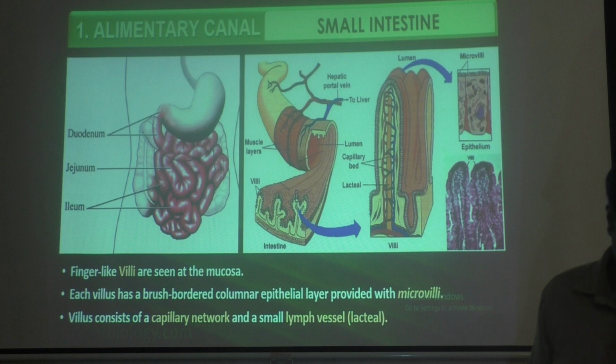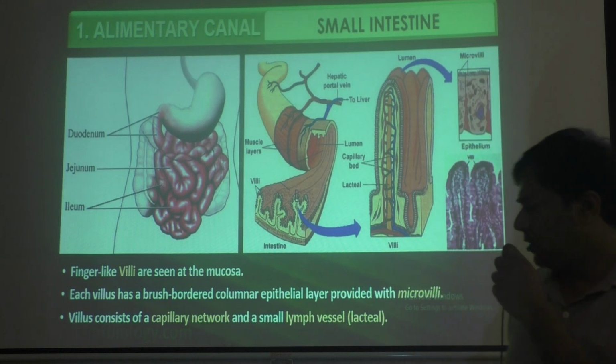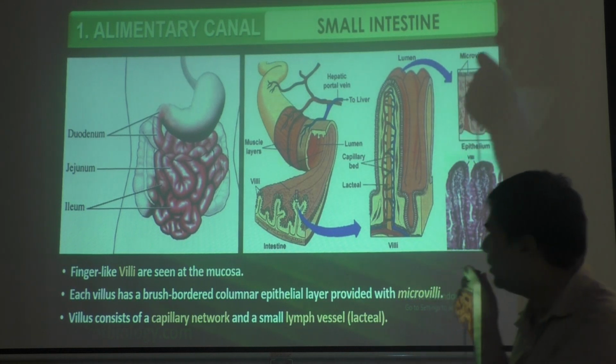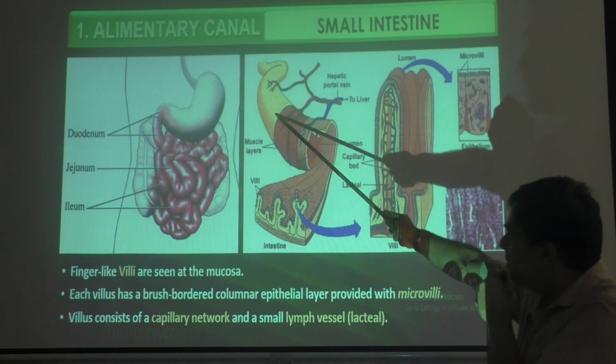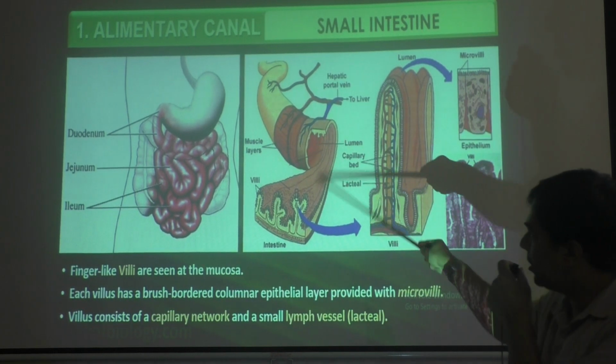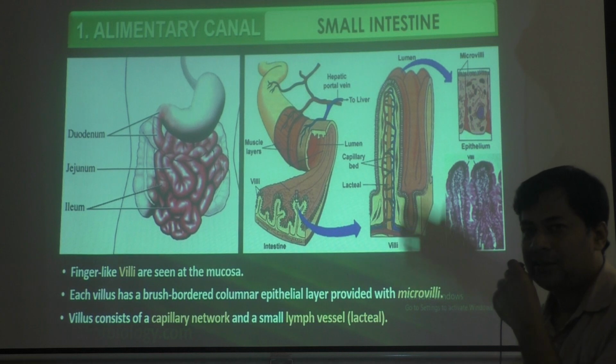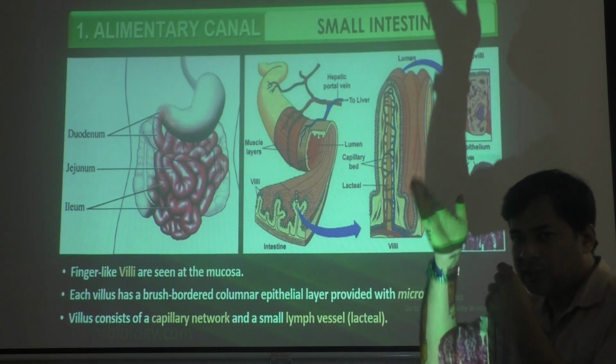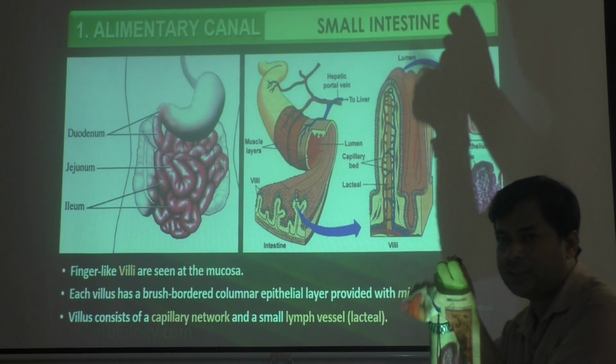So in the small intestine, a very important thing you should know is what is there in the inner wall of the small intestine. You can see this is the first part, the duodenum. They have cut one part and they are showing the inside. The intestine is like a tube. They have cut it in the center and are showing what is there inside.